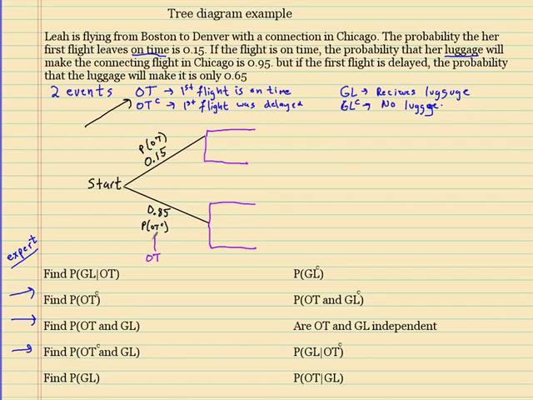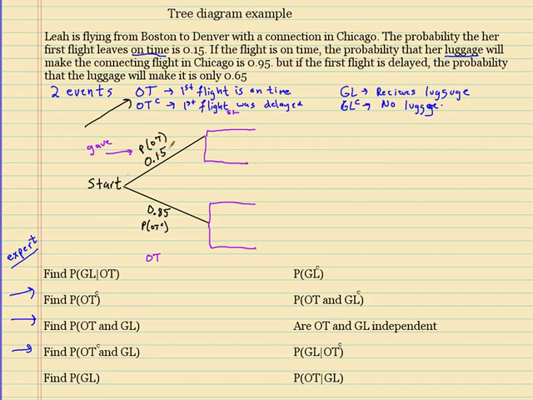So this was on time, and this is going to be whether she gets her luggage or not. The whole thing. And I've got to leave some space down here, so the second one is get luggage. Okay, so think about it. They gave you this, and we were able to find this. Now the next thing they're going to do is give you one of these and one of these. So they say if the flight is on time, the probability that her luggage will make the connecting flight in Chicago is 95%.